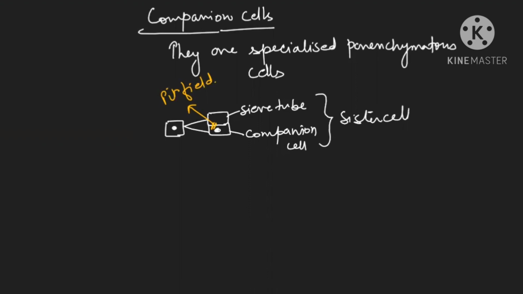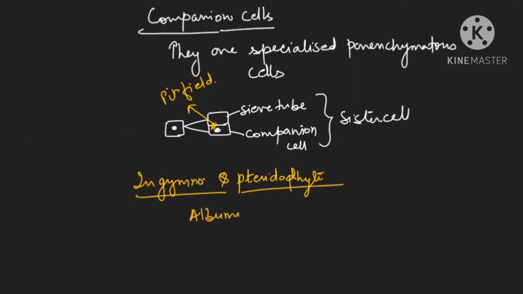Is it clear? In gymnosperms and pteridophytes, they don't have companion cells. Instead of companion cells, they have albuminous cells. Another name of albuminous cell is Strasburger cell. Is it clear? This is again very important. Please learn it properly. It is known as Strasburger cell. I hope up till here the topic is clear to you.